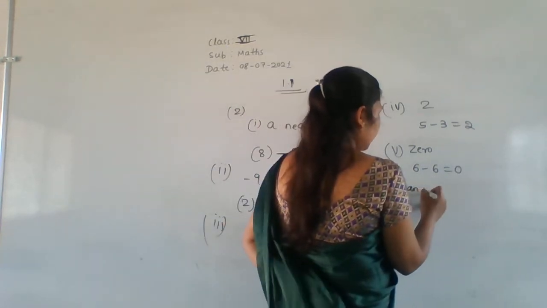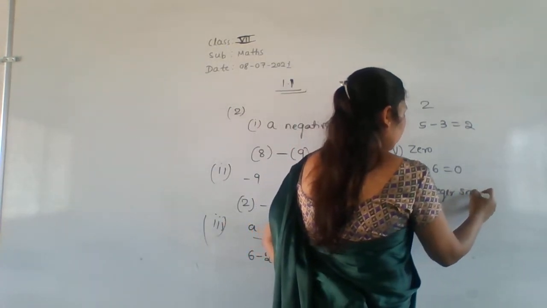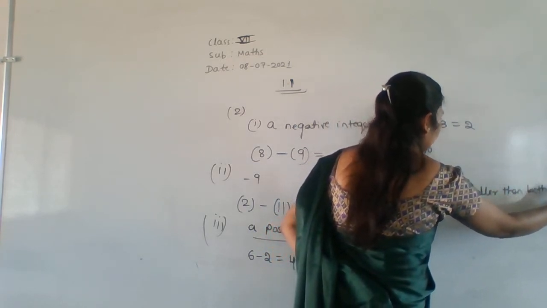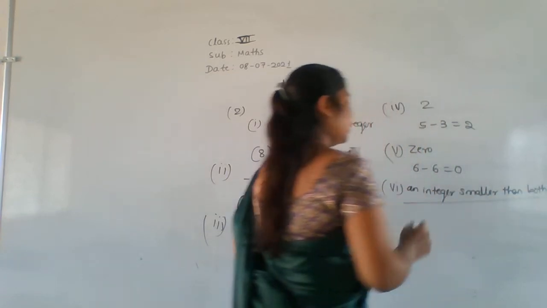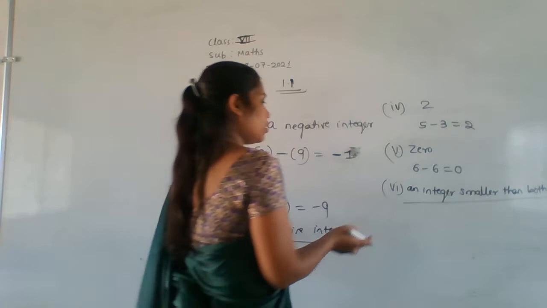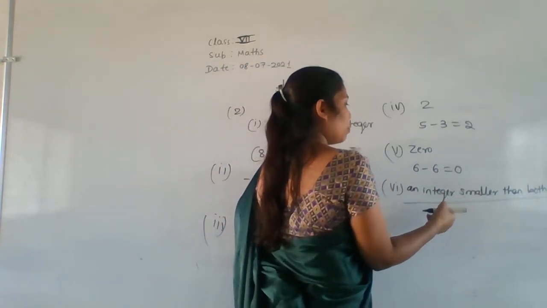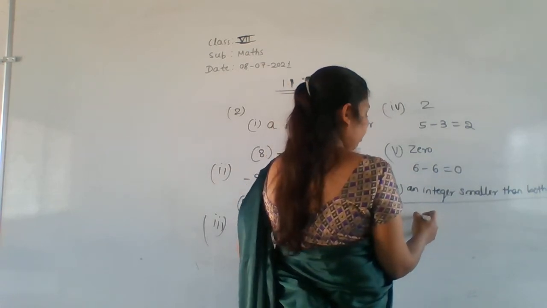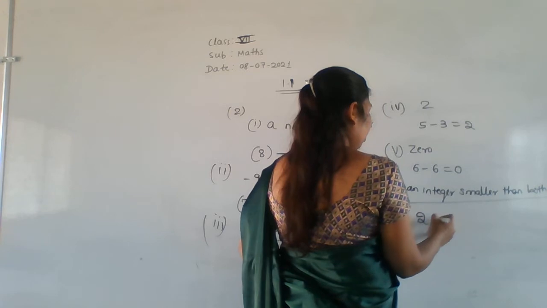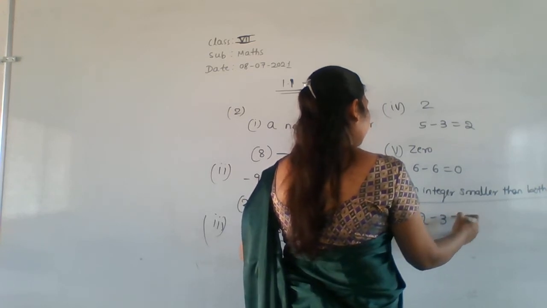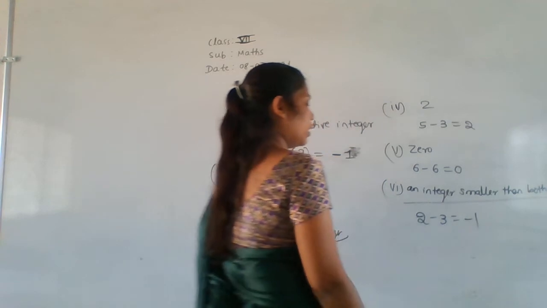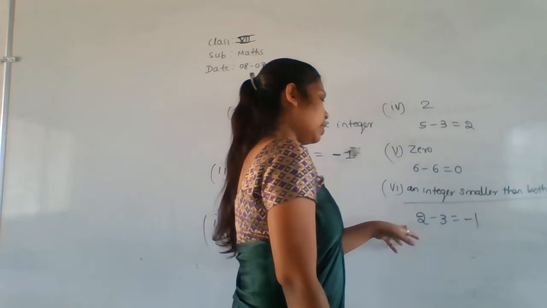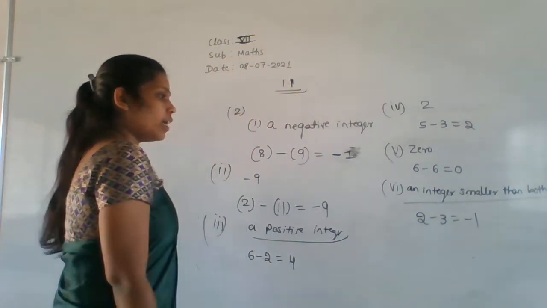An integer smaller than both the integers. See here, an integer smaller than both the integers means, take 2 minus 3. The answer will be minus 1. Yes, minus 1 is smaller than the minus 3 as well as the 2. So that will be the correct answer.